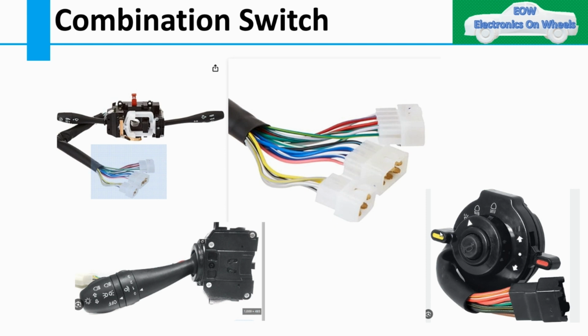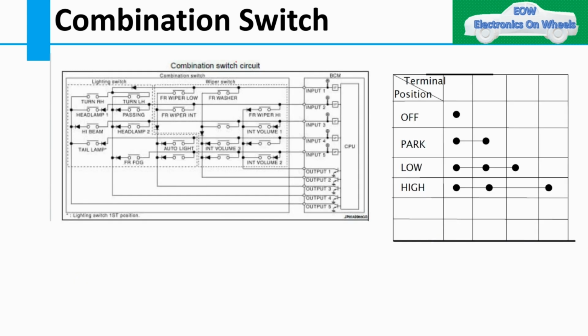So let's move to the combination switch in more detail. You will get this type of switch in your car and in commercial vehicles. Let's see the internal circuit. This is the internal circuit of the combination switch, where you have the input side and the output side. This is how it looks internally, but in a schematic we will show it in this way.